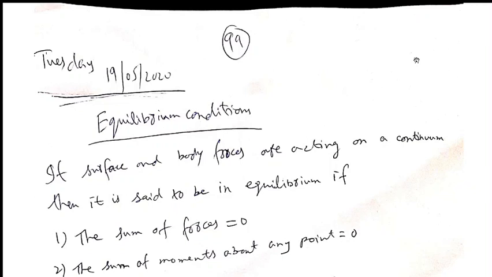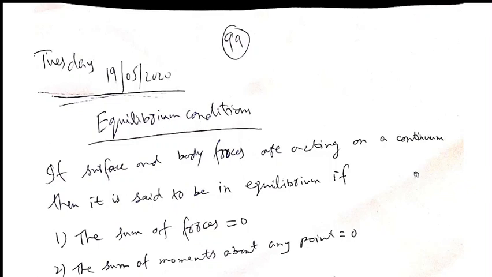Let us start from the equilibrium conditions. Basically we have two types of forces. One is surface force and the other is body force. Surface force is that which has contact with the object. When you apply a force on an object, you have contact with that object. That is called a surface force.